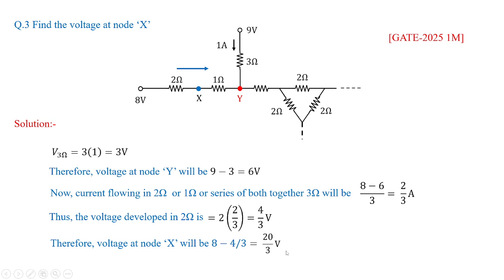So these type of questions are frequently asked as basics of circuits and networks under competitive exams. You can cross check the result by assuming X and Y as the node voltages and comment in the chat box whether you got the same answer, that is 20 by 3 volts or not.